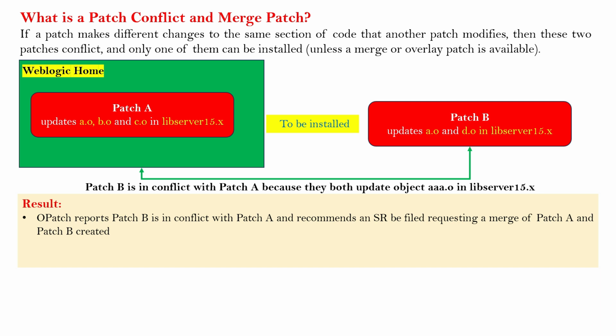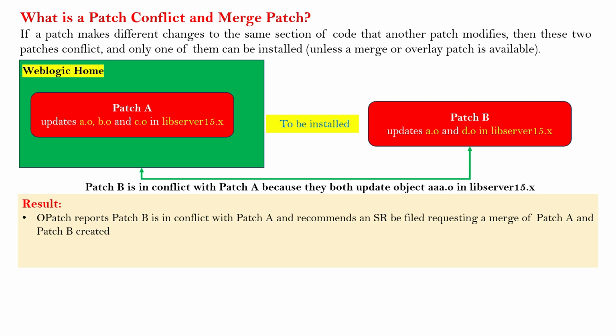So now in that case, you have to file an SR with Oracle to get a merge patch of A and B. Why do we need a merge patch? Because as I said, patch B includes one new functionality, which is D.O. That means one new bug fix, which is updating the code part of D.O. Along with that, I need A.O, B.O, and C.O as well.